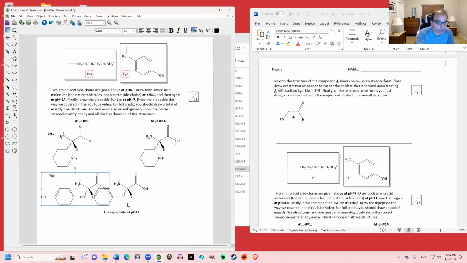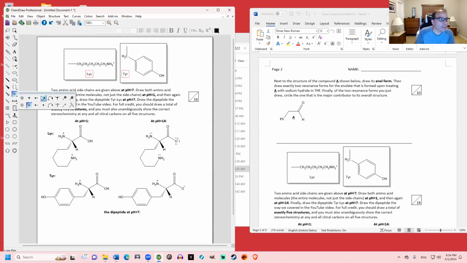So at pH 14, the carboxylic acid will be deprotonated. Instead of an ammonium ion, we'll have an amine free base. And the phenol will be deprotonated.